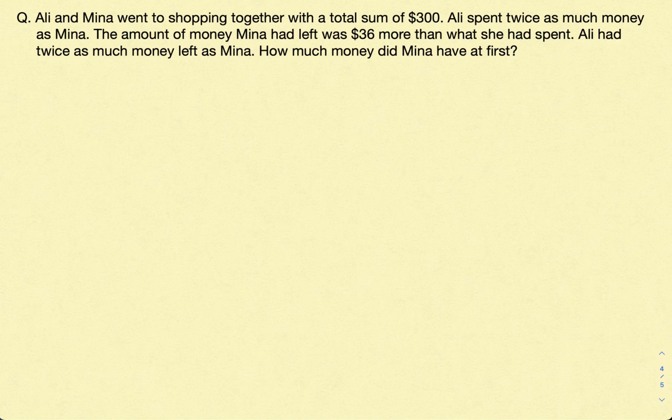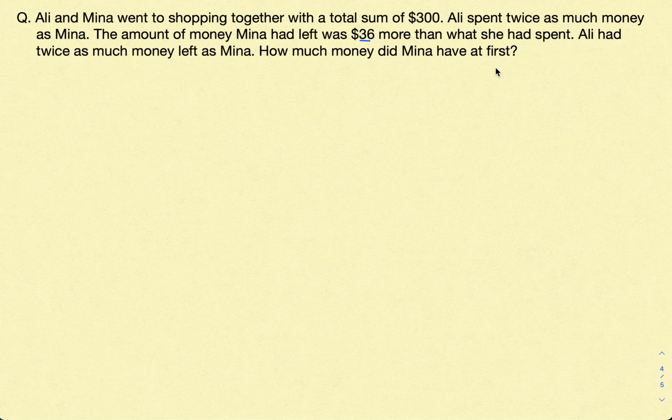So let's do another interesting word problem on whole numbers. Let's read the question first. Ali and Meena went to shopping together with a total sum of $300. Ali spent twice as much money as Meena. The amount of money Meena had left was 36 more than what she had spent. Ali had twice as much money left as Meena. How much money did Meena have at first?